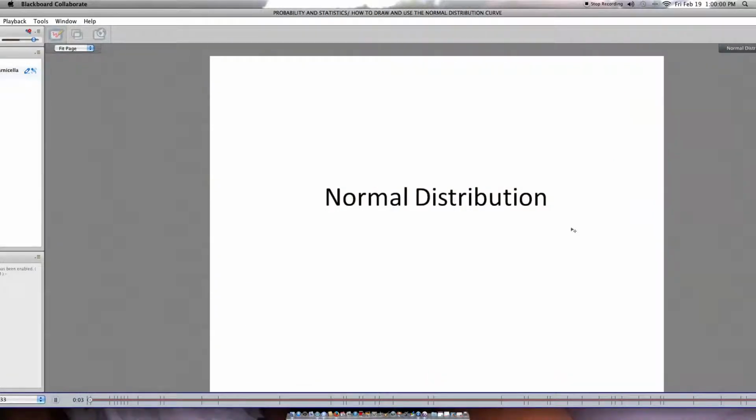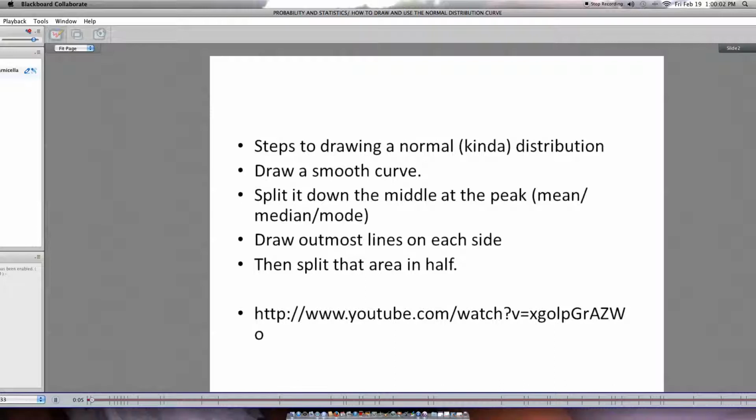Normal distribution. The way you draw a normal distribution curve is you start out with a bell curve. Draw a smooth one, split it down the middle at the peak. That will be your mean, median, and mode. Draw the outmost lines on each side, then split that area in half.